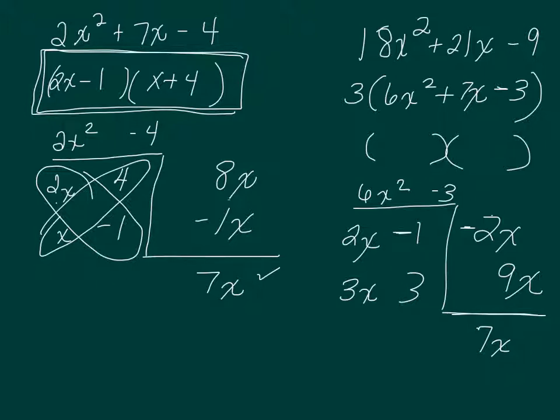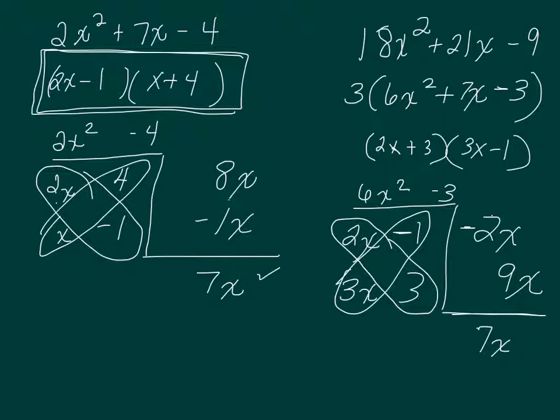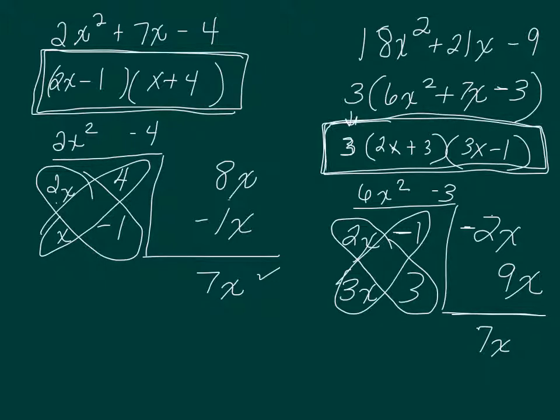So in this case, I have 2x plus 3 and 3x minus 1 as my two binomials, and I can't forget about my good buddy 3 there. He comes on down. So this is the full factored form. You'll get lots of practice with this in the homework. Let's look at one more together, and then I'll let you try some.